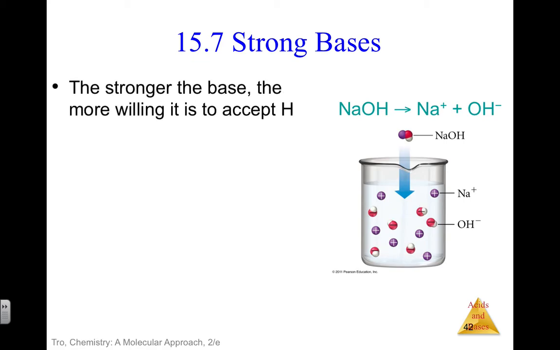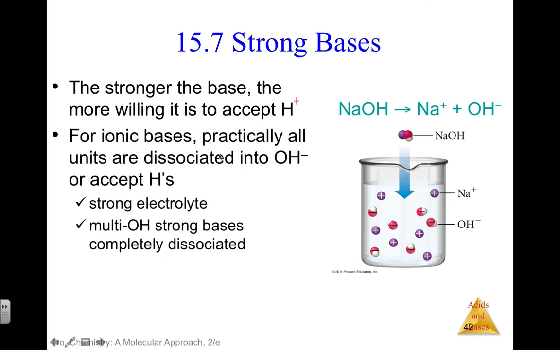So the stronger the base, the more willing it is to accept an H+. So think about our strong base hydroxide. Hydroxide really wants to grab an H+ to turn into water, which is much more stable, less reactive. For ionic bases, practically all units are dissociated into hydroxide or accept H+. So strong bases are strong electrolytes, meaning for every 1 mole of a strong base you put in, it completely dissociates into 1 mole of the cation and 1 mole of hydroxide.